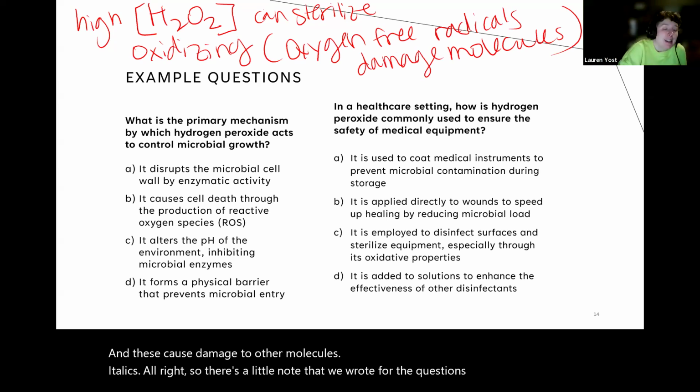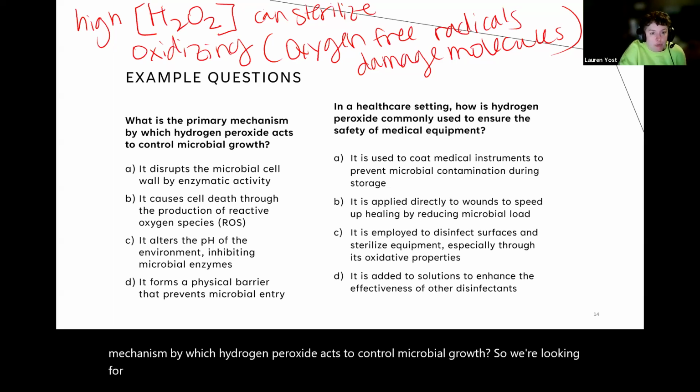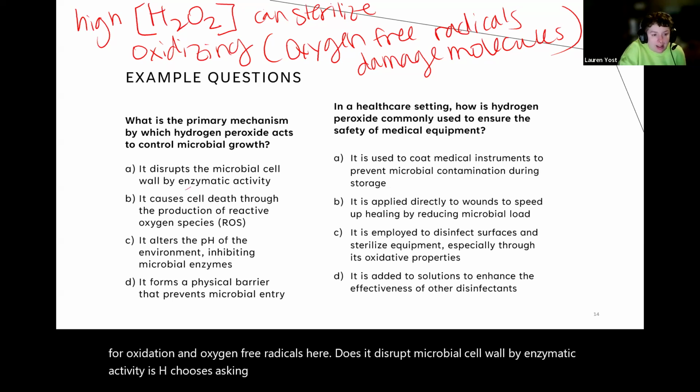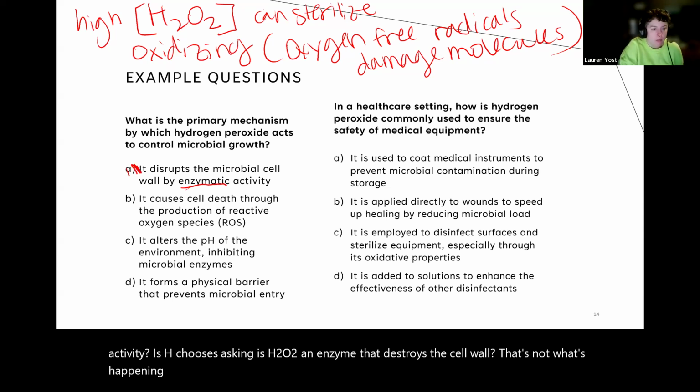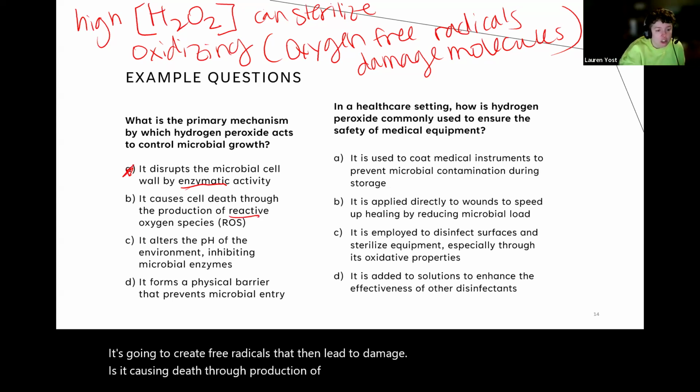What is the primary mechanism by which hydrogen peroxide acts to control microbial growth? So we're looking for oxidation and oxygen free radicals here. Does it disrupt microbial cell walls by enzymatic activity? This is asking, is H2O2 an enzyme that destroys the cell wall? That's not what's happening there. It's going to create free radicals that then lead to damage. Is it causing death through production of reactive oxygen species, which are also known as ROS?